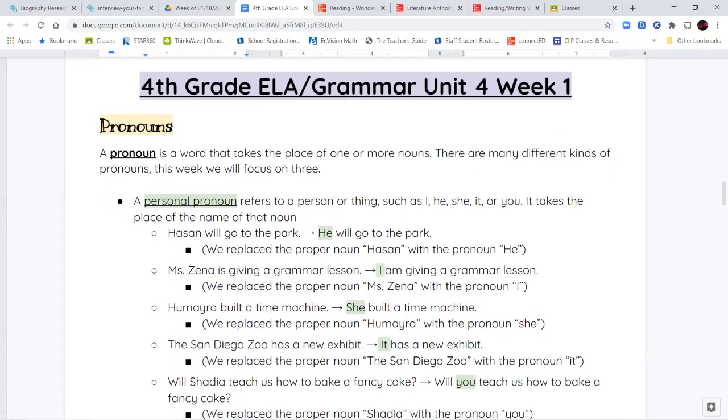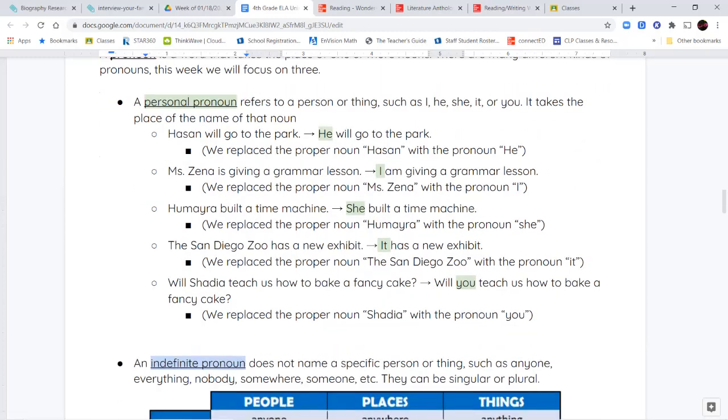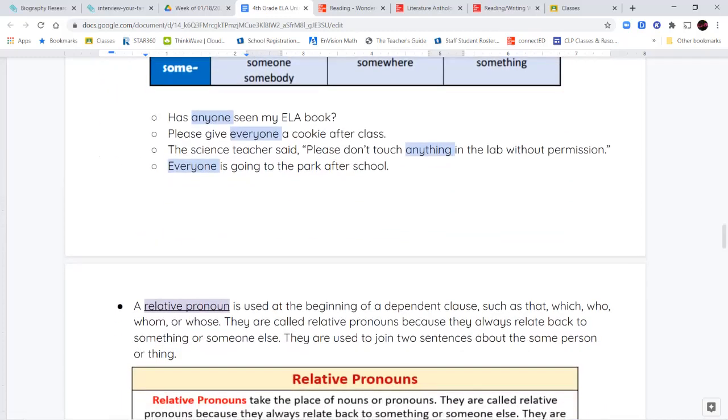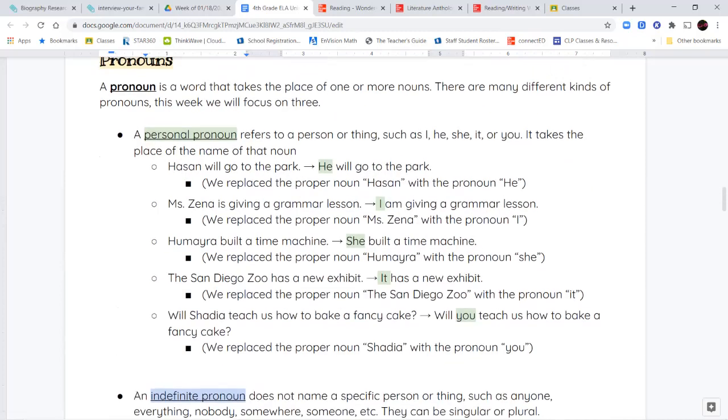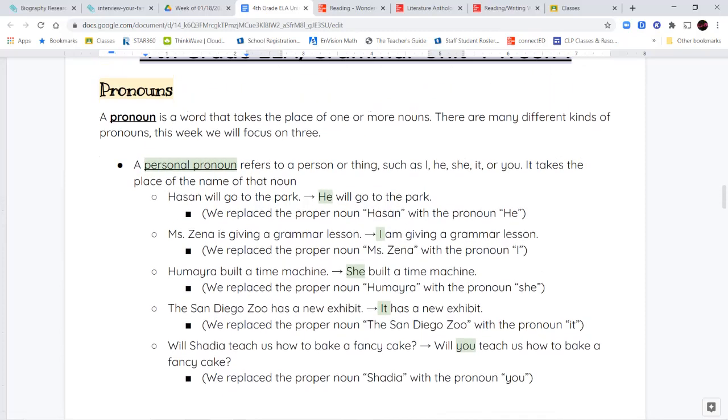Now let's talk about pronouns. A pronoun is a word that takes the place of one or more nouns, and there are different kinds of pronouns. This week we're going to focus on 3 different kinds of pronouns. We're going to talk about personal pronouns, indefinite pronouns, and relative pronouns. We're going to go through each one of those one at a time and explain them.